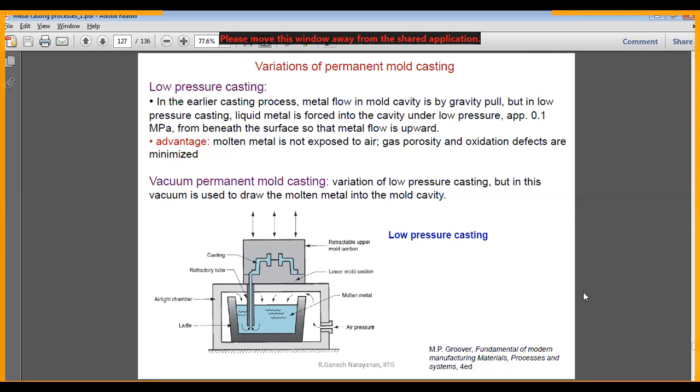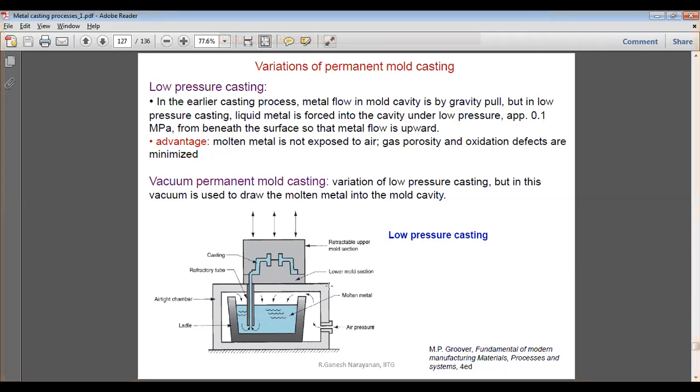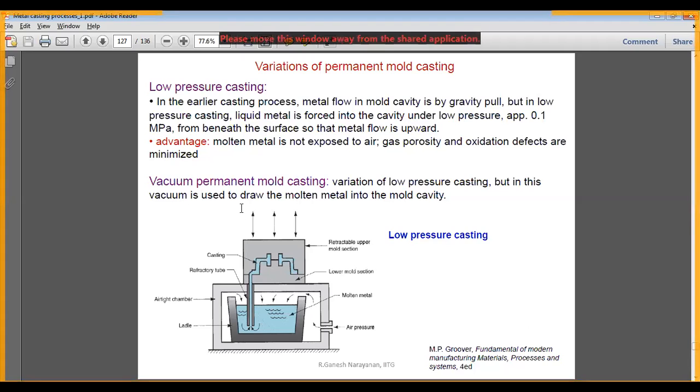And then we are coming to vacuum permanent mold casting. Vacuum permanent mold casting is done by application of vacuum. In this, we apply vacuum pressure, so that when vacuum pressure is applied, molten metal rises into the mold.